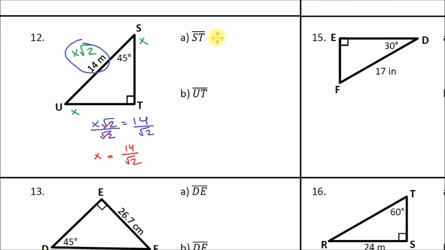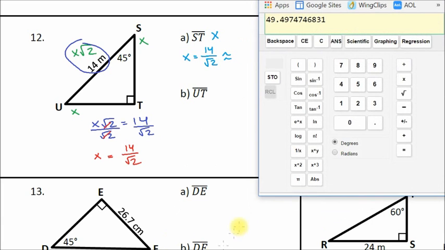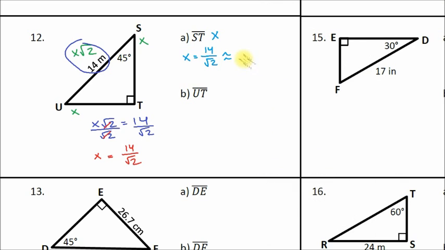The leg ST is equal to x, and we already know that x equals 14 divided by the square root of 2. Let's get our approximate value for that. So 14 divided by the square root of 2 is approximately 9.89, so 9.9. Our unit of measure is meters.